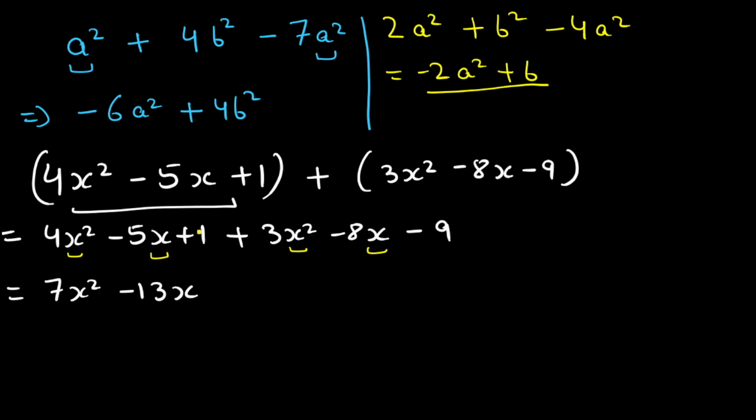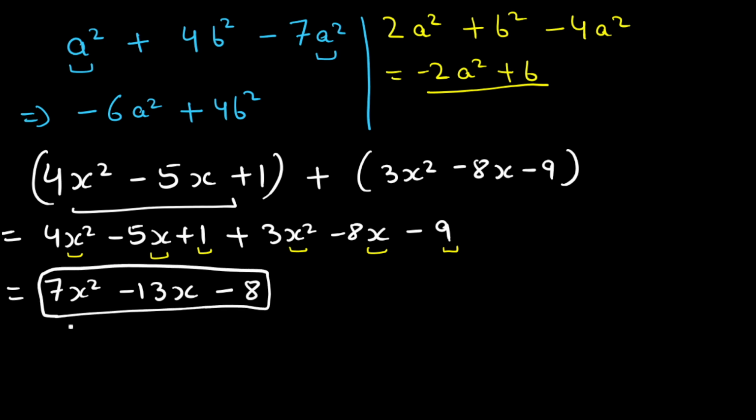And the last one we have simply the numbers. There's no variable with them. So we will write 1 minus 9, which is negative 8. And this will become our final answer. Okay. So I hope you were able to understand that.